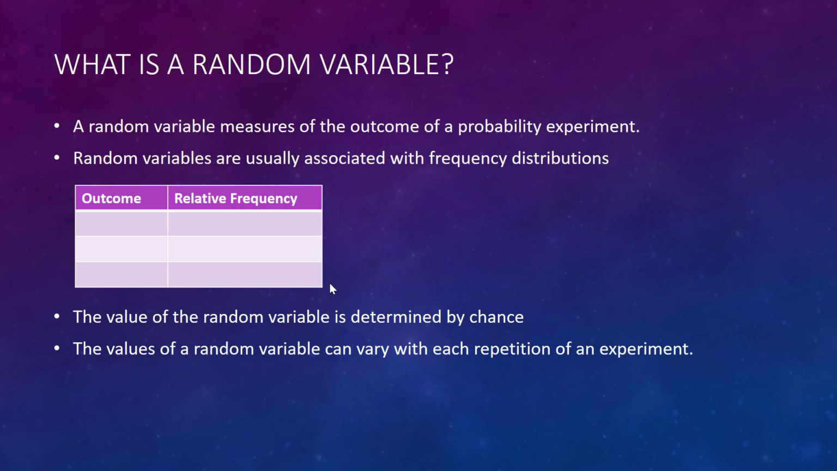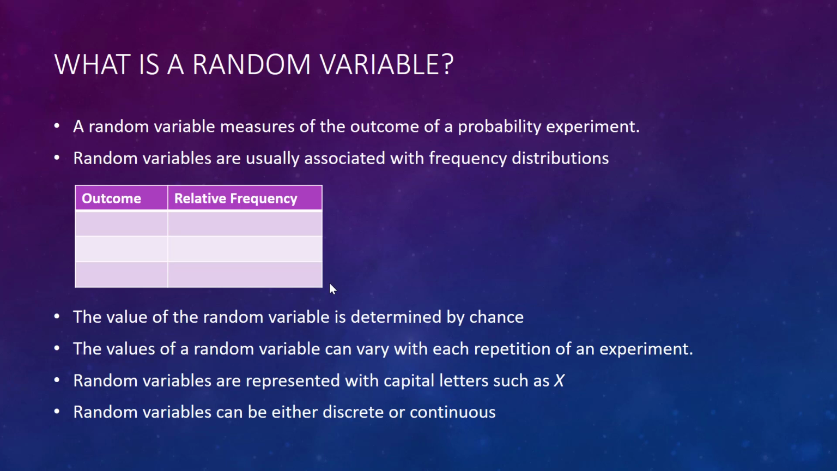An example would be flipping a coin. Every time you flip the coin, you're not really sure whether it's going to land on heads or tails. Random variables are represented with capital letters such as x. Random variables can be either discrete or continuous.